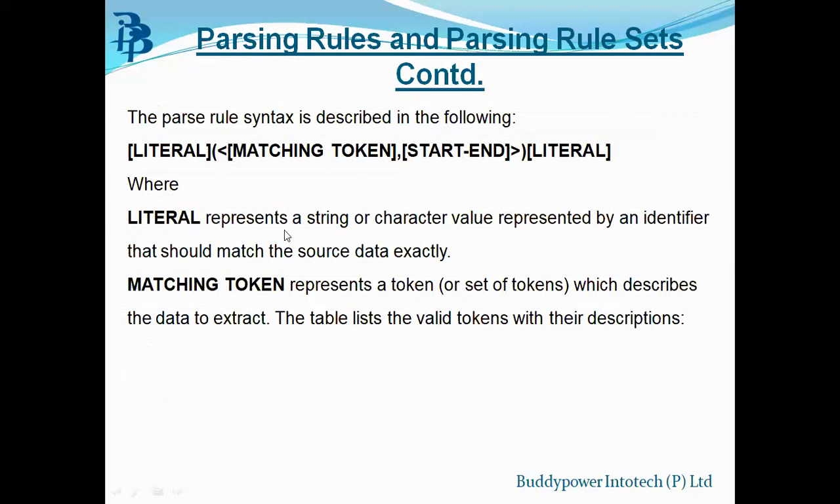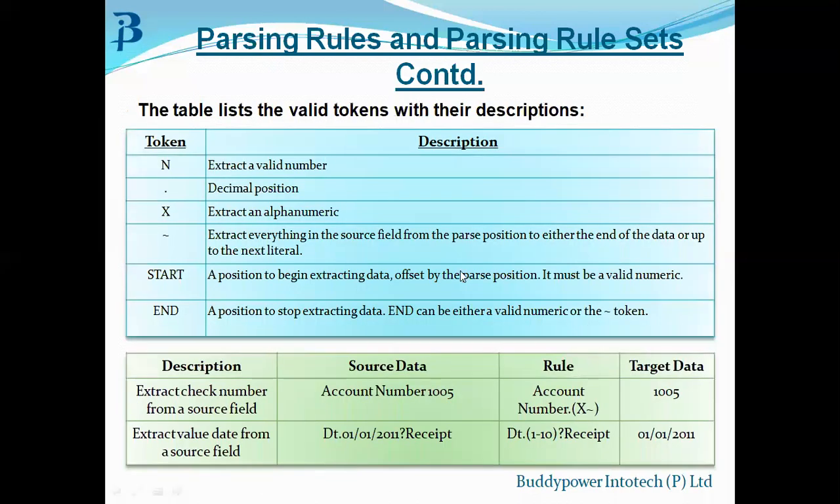So literal represents a string or character value represented by an identifier that should match the source data exactly. Then you have your matching token, which represents a token or set of tokens, which describes the data to extract. So there is a table, which shows the valid tokens. I'll just show you. So yeah, this is how the valid tokens look with their descriptions.